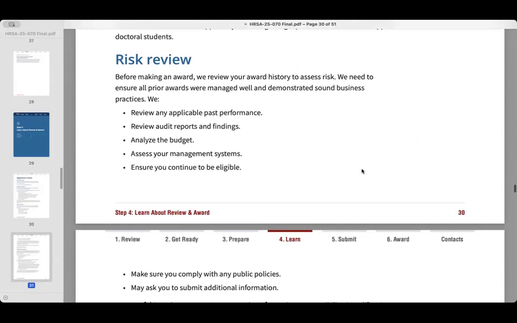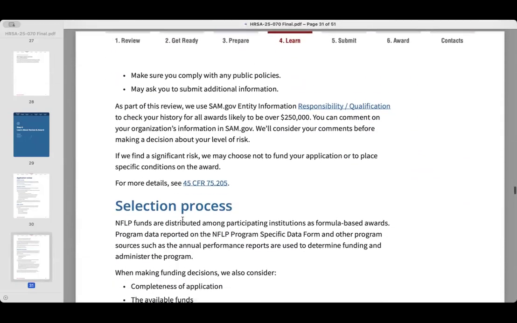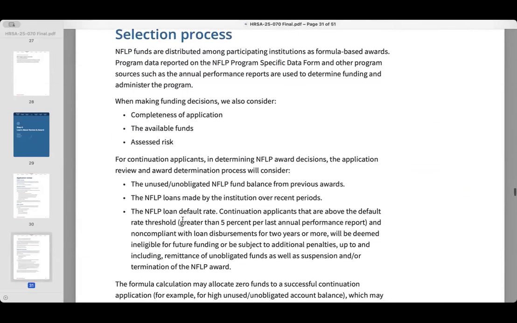Okay, and risk review, this is out of your hands, except for these things to make sure that it looks like you are able to do the project. And with that, we have the final thing: completeness of application, available funds, assessed risk.